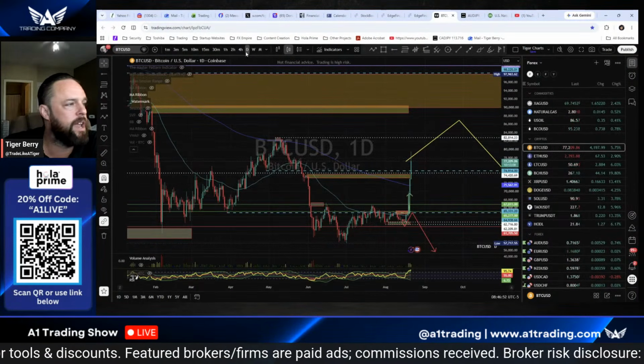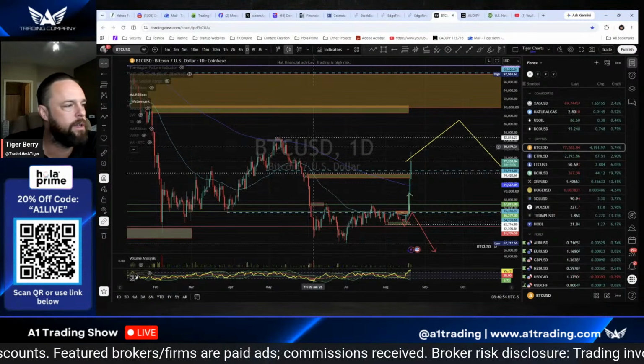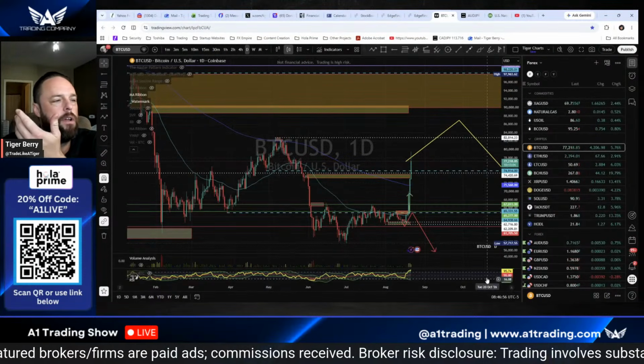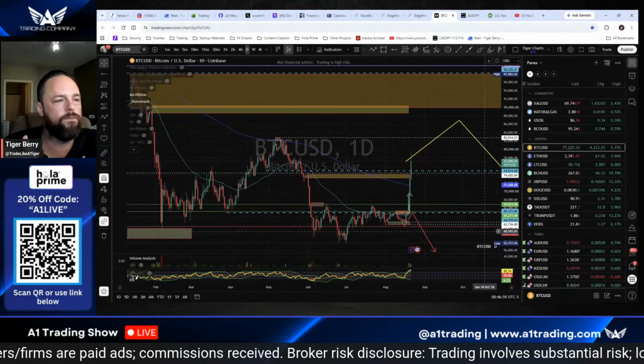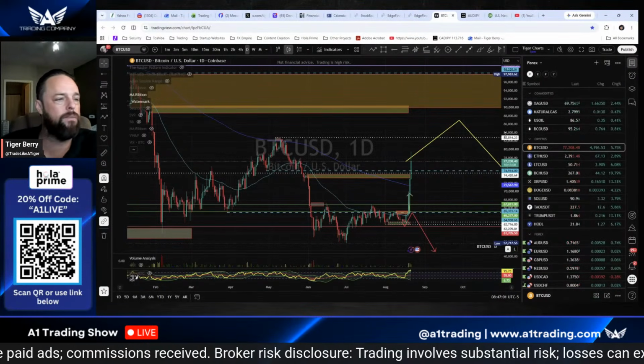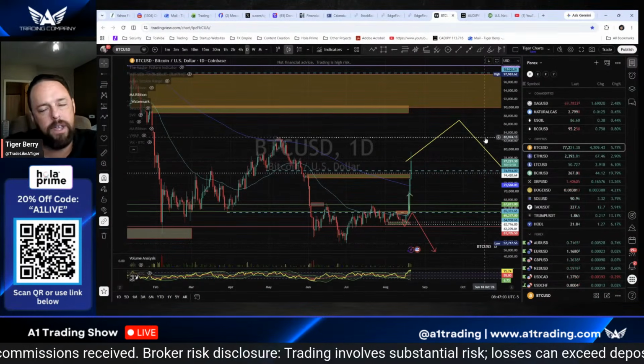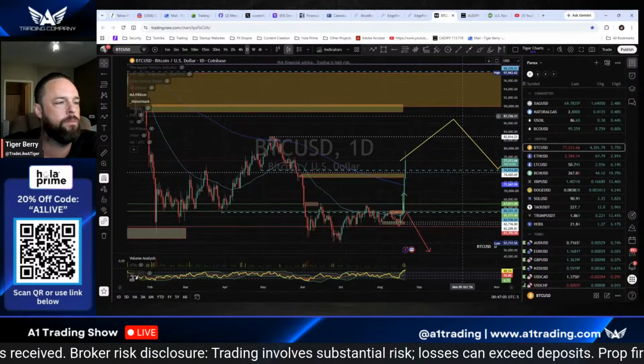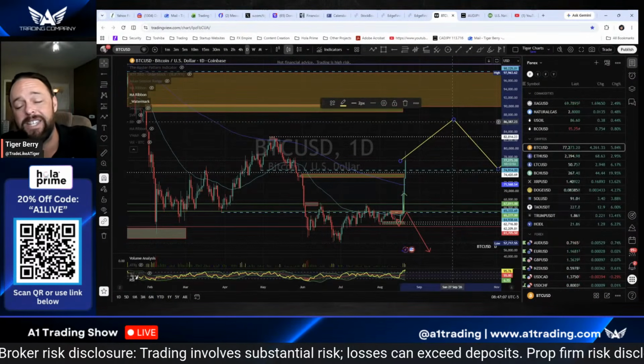And then, yeah, it's a very similar picture on the daily. Same thing. Just want to see a break of structure, guys. Let's break 82,814 and touch 84,000 or somewhere in that area. And then I want to see a retracement for a possible buy at that point. That's the technical way to look at it.